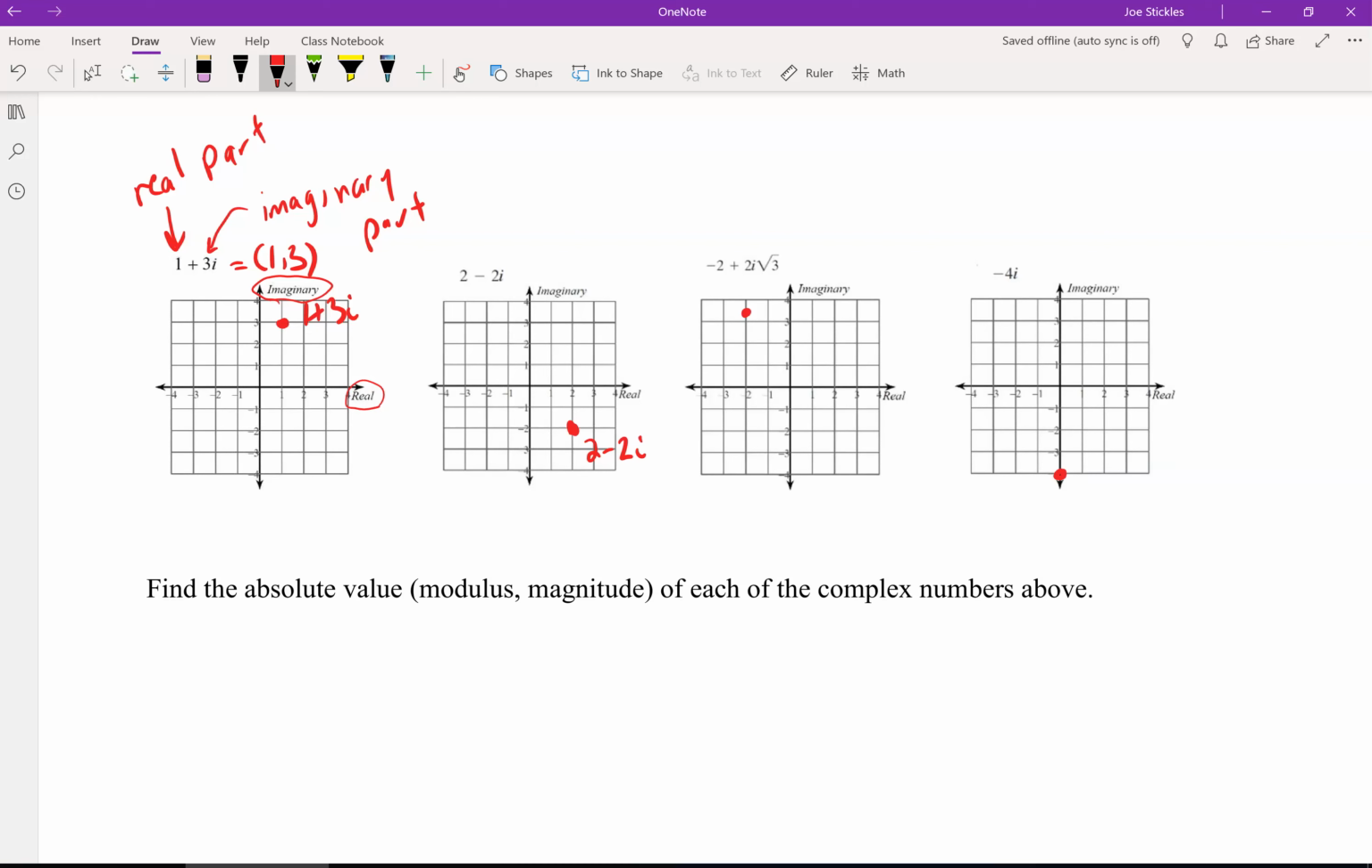All right. So the next part asks us to find the absolute value, which also is known as the modulus, which is also known as the magnitude of each of these complex numbers. That is a lot of words for something that's not very difficult because it's the same kind of thing we've just been doing back in the polar coordinates leading up to this section. Let me draw a different color here. When we want the absolute value, all it's asking for is that distance from the origin. Literally, that's all it's asking for. So the length of this segment is the absolute value of the complex number.